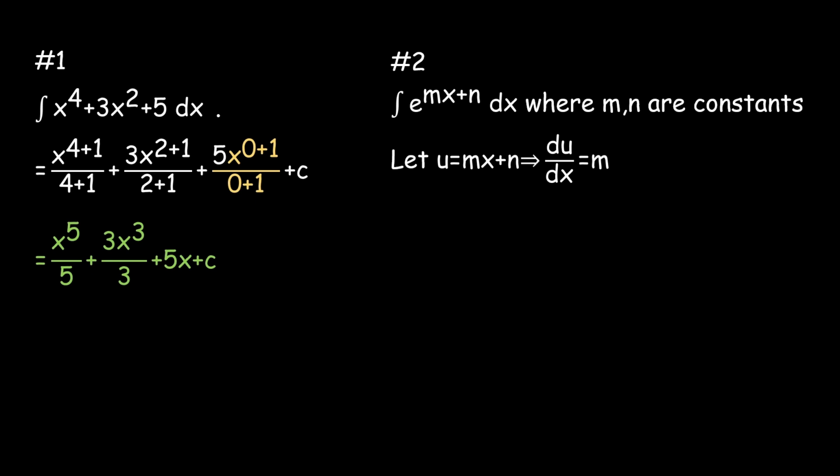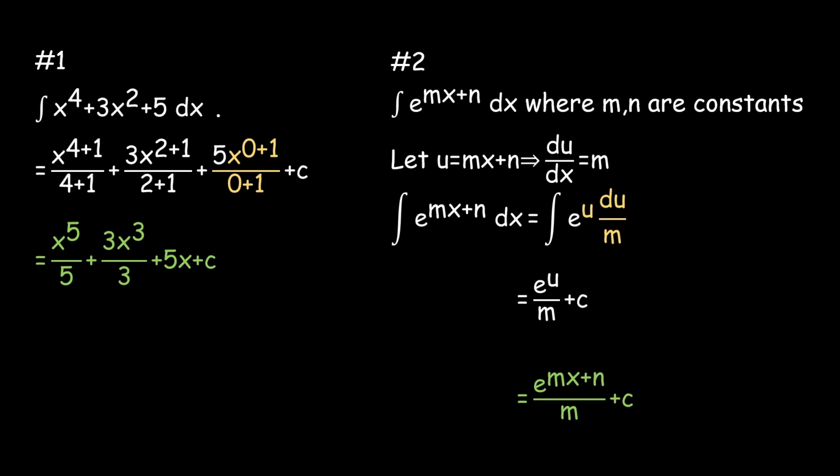Then the derivative of that is m. Then we substitute back the values into the original equation, and we will have e to the power u du over m. So therefore, the integral of e to the power u would still stay the same as e to the power u, divided by m. Then we replace back the value of u, and then we get our final answer, e to the power mx plus n over m plus the c.